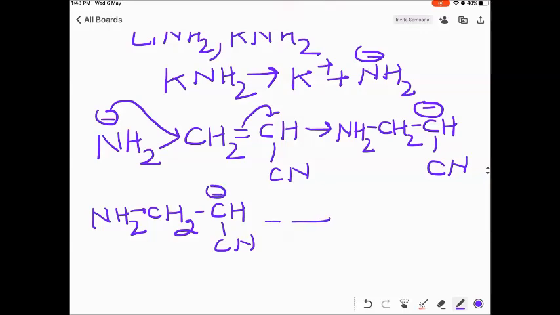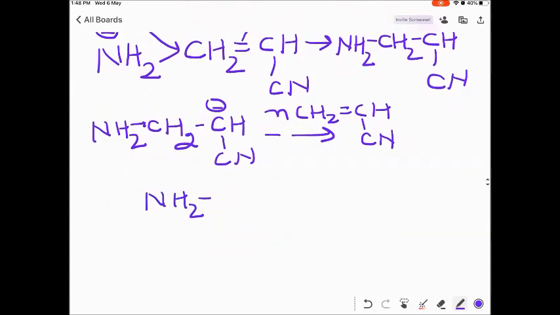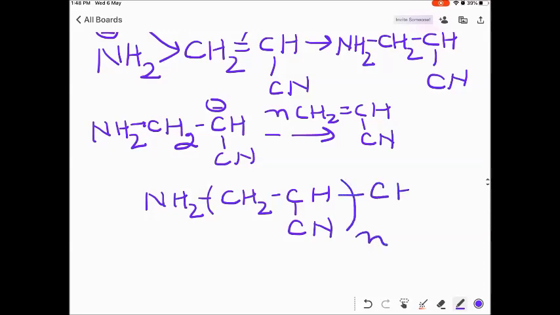So we can write n moles of CH2 double bond CHCN, and what do we get as a result? We get a polymer with a negative charge at the end. So these are n molecules that have been added, and this was already there. CH2CH, last carbon will have a negative charge.